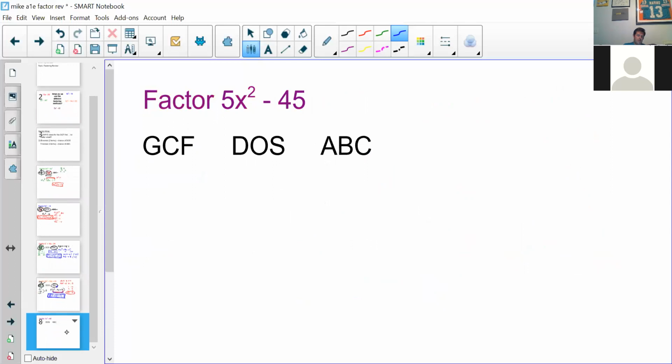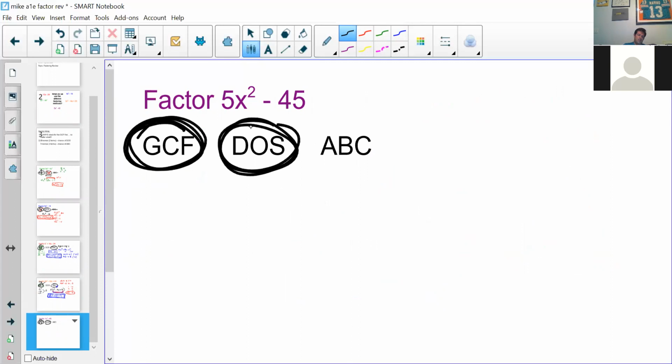I'll go ahead and wrap it up here. We got, it says, factor 5x squared minus 45. So, wrapping this up, hopefully you recognize that every single time I see the word factor, I should start off by checking for a GCF. There are two terms here. It's a binomial. Eventually we'll talk about difference of squares potentially in this problem. But before that, we got to worry about the GCF.